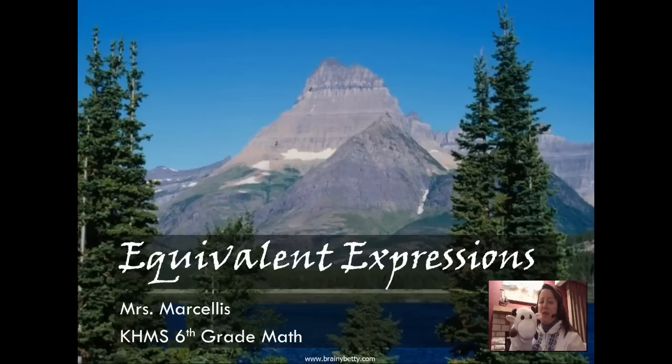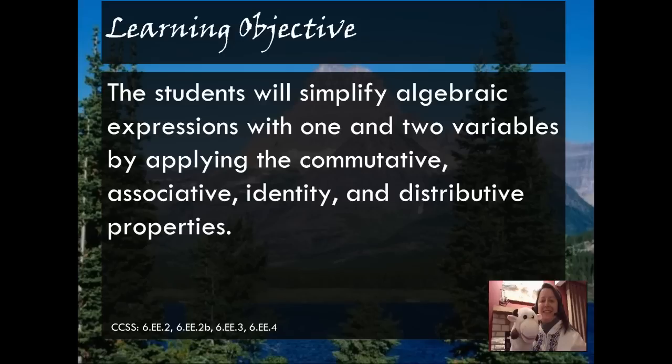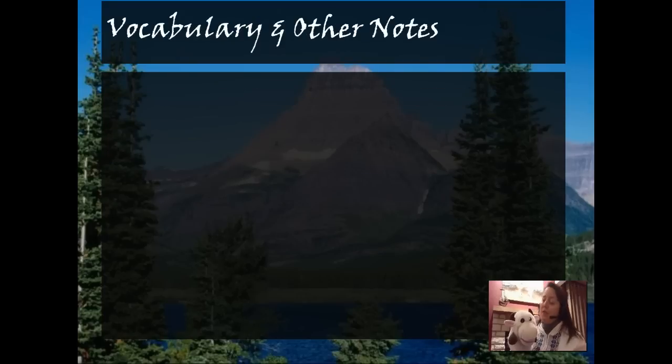Today we're going to take a look at equivalent expressions. We will be simplifying algebraic expressions and also factoring them. Our learning objective is students will simplify algebraic expressions with one and two variables by applying the commutative, associative, identity, and distributive properties.